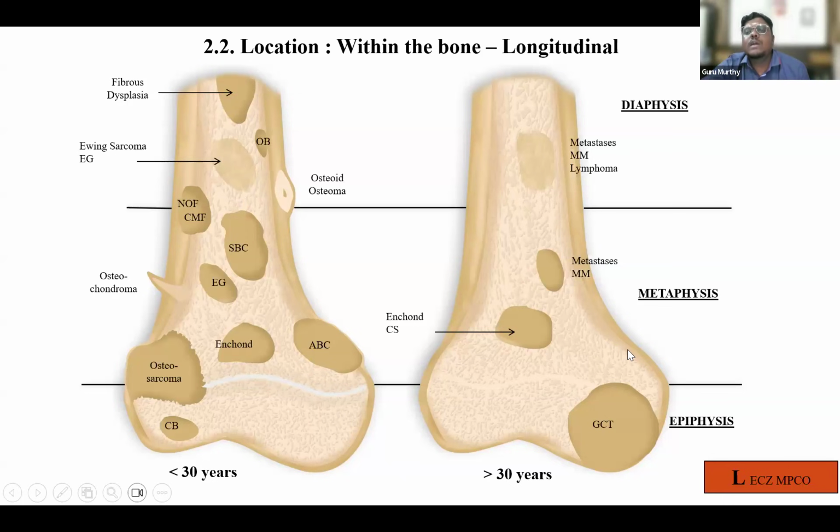Whereas when coming to older patients, for the same epiphyseal lesions, if the growth plate is fused, at any age, usually you will suspect GCT. And for diaphyseal lesions in elderly patients, usually it will be malignant neoplasms like metastasis, multiple myeloma, lymphomas. The remaining will be your metaphyseal lesions. So I usually prefer to remember epiphyseal and diaphyseal lesions.